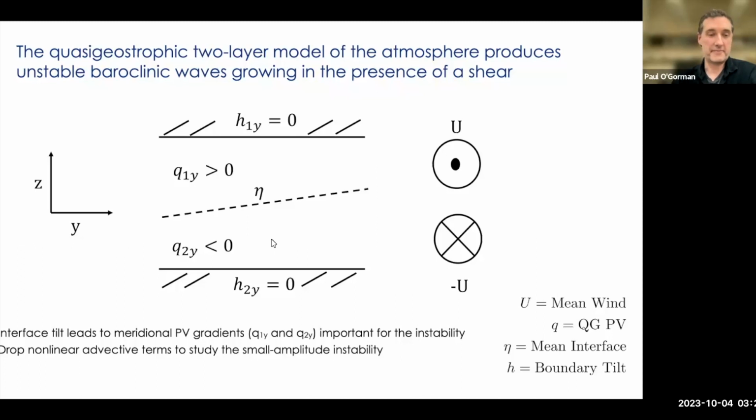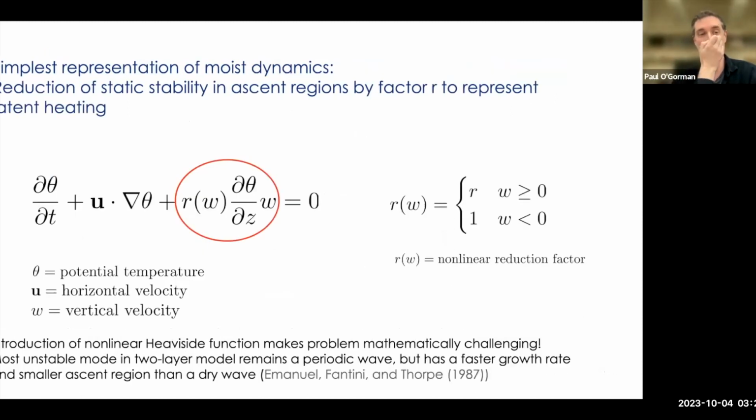And so again, with this kind of model, you can run it fully nonlinearly. I'll show that later, but you can also drop the nonlinear advective terms to study the small amplitude instability. And that's what we'll do for now. And what we want to do is add moisture to this. There's a few different ways you could do that, and I think we're going to do the simplest.